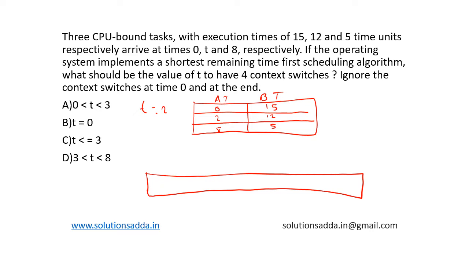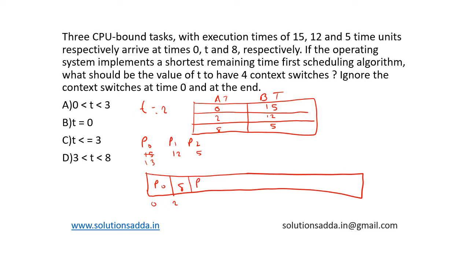So initially at time t equal to 0, only process 1 comes. So it runs for how many units? Let's assume it runs for 2 units. So now this is P0, P1 and P2, and we have 15 units of time here, 12 units of time here and 5 units of time here. So at time t equal to 2, till that time the process P0 runs. So we have remaining 13 units. So now a context switch happens and the shortest remaining time is 12.